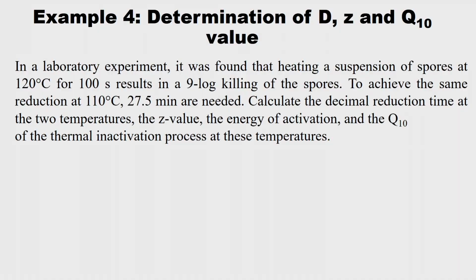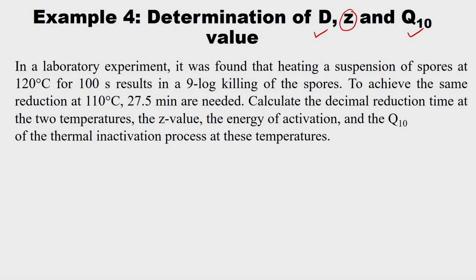So, the fourth one is determination of D, Z and Q10 value, right. So, this you are familiar with now. This is also we have seen as a theory. I have already told that the D value what we are calculating is specifically for a particular temperature. So, if my temperature changes, my D value also changes. So, when I plot temperature versus D value, the slope is nothing but minus 1 upon Z. That is the way it talks about the relation between D value and temperature. So, D value talks about how with time my microbial inactivation happens, right.